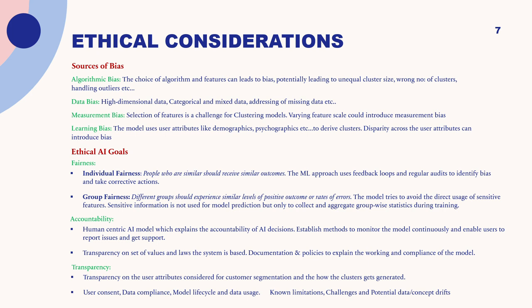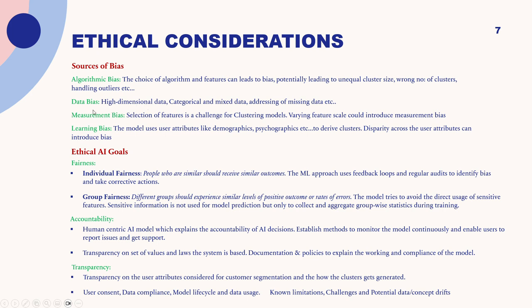Let's start with the potential sources of bias. The first source of bias could be algorithmic bias, from the choice of algorithm and features. Especially here, clustering techniques are used. It potentially leads to unequal cluster sizes, the wrong number of clusters, handling of outliers, etc. So algorithmic bias is a possibility.